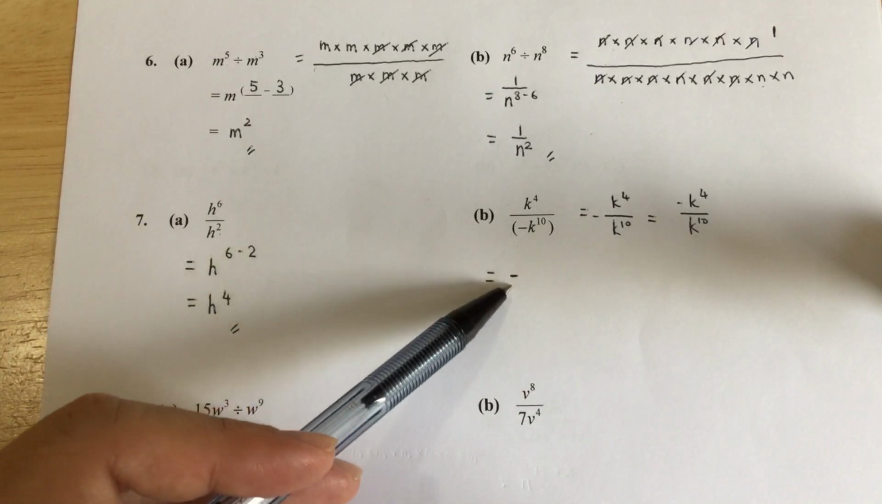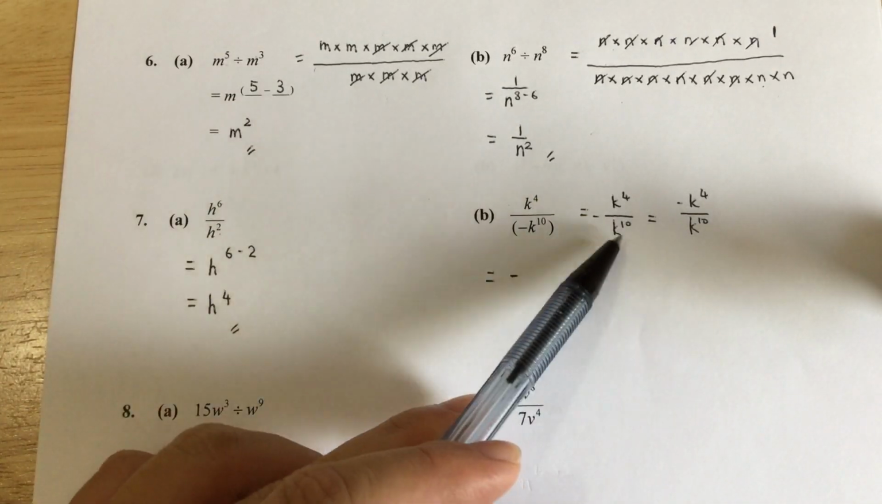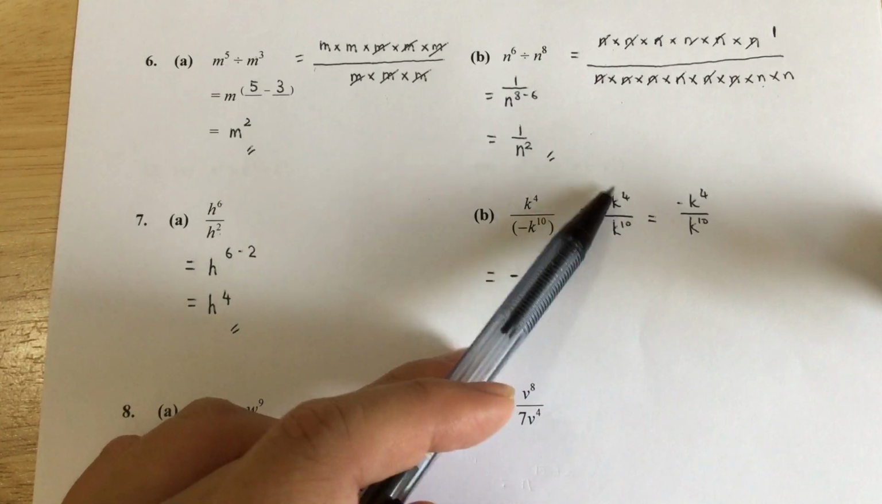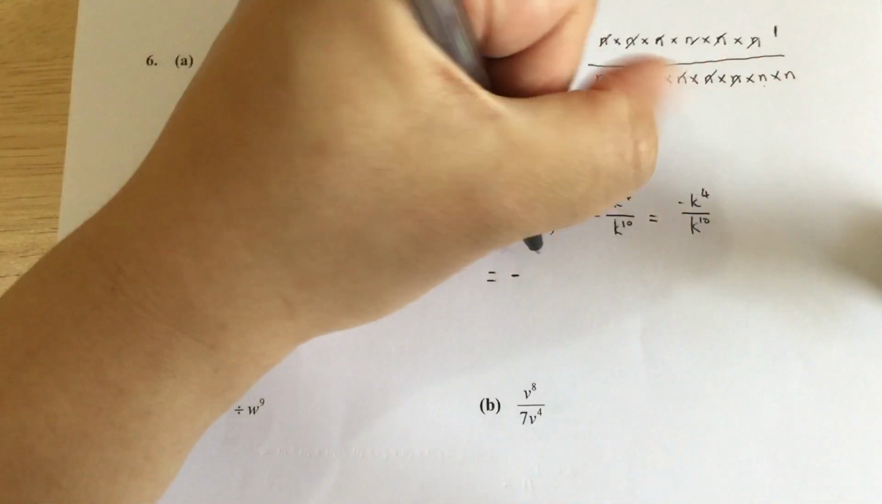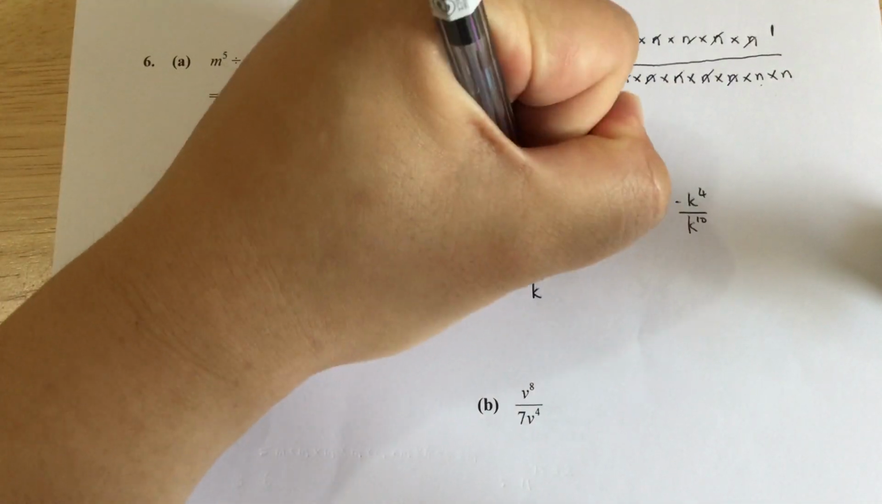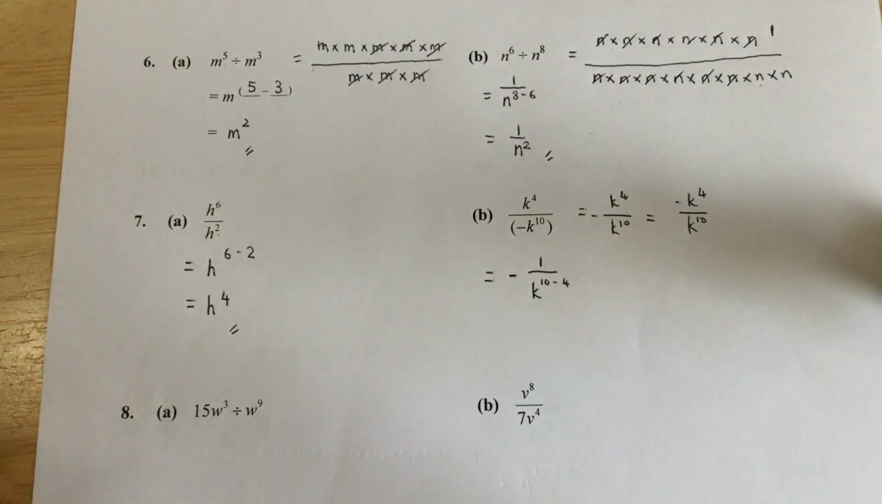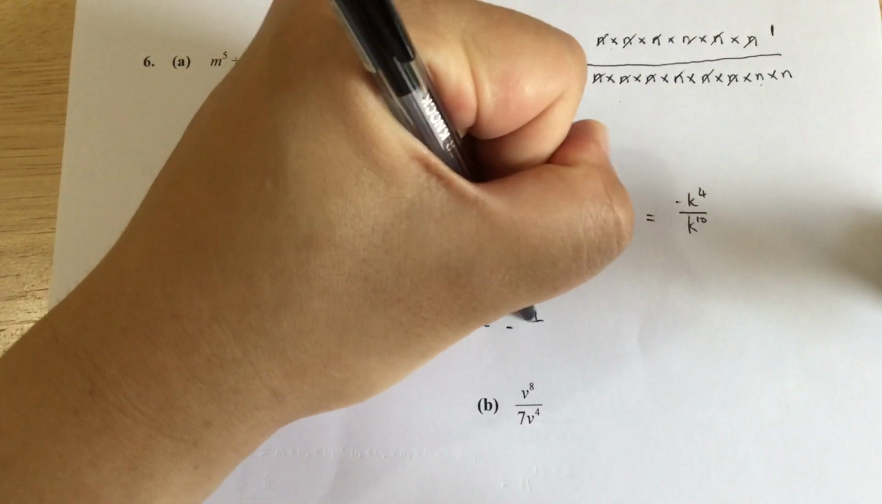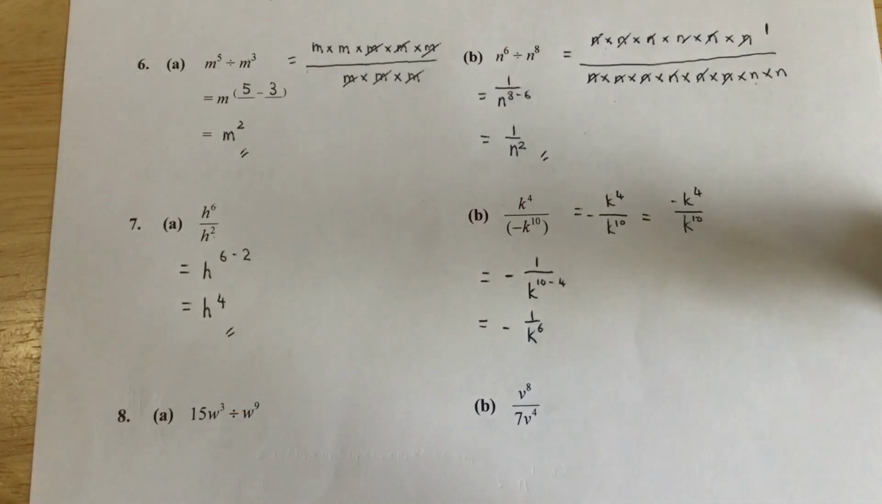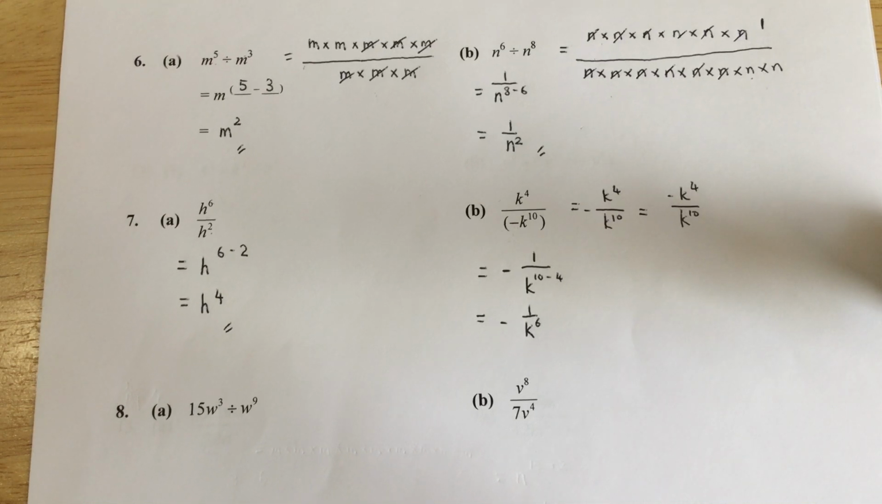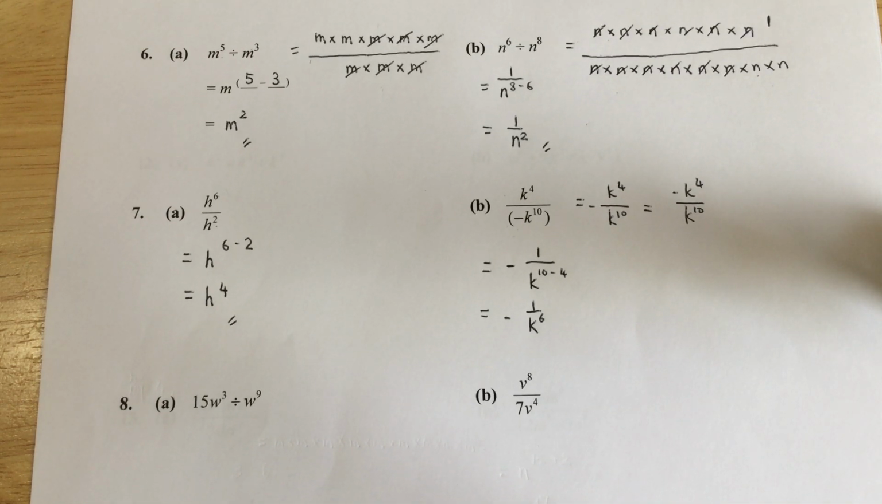So why don't we write it in the middle so we can cancel it immediately? We know that k with the power 10 is greater than k with the power 4. So this time it is 1 over k with the power 10 minus 4. So this is 1 over k with the power 6. So you can solve the problem immediately. Okay, this is not difficult. So let's go to question 8 and question 9.